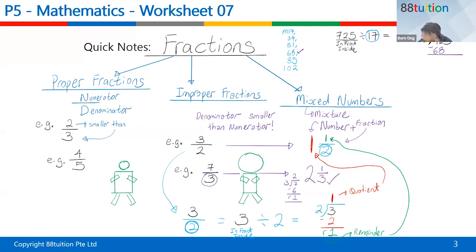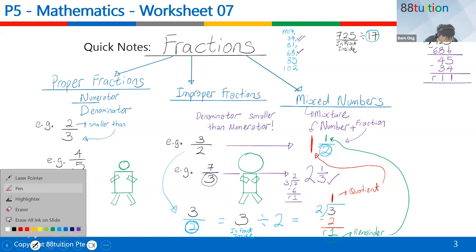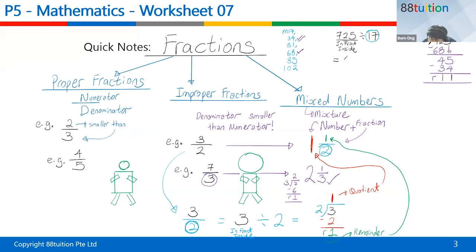68 to 72. Count upward: 69, 70, 71, 72. It's a 4 down here. Bring down the 5. 17 times what is 45? Closest is 34. Can you see? Cannot be 51, 51 will be overshot. So 17 times 2 will be 34. And down here, you will have a remainder of 11. You see? Remainder. So your answer will be equal to 42, remainder 11. Is that okay? That's how you divide by a big number.